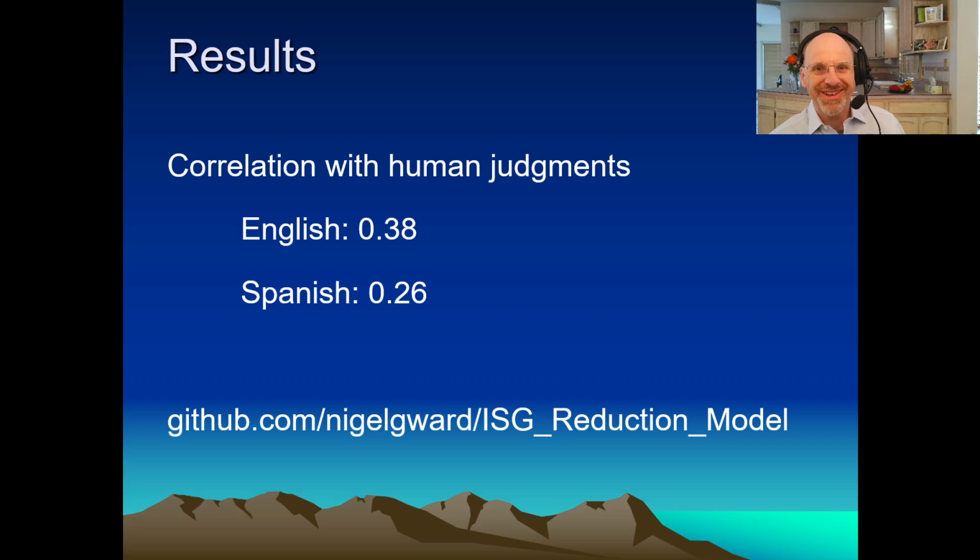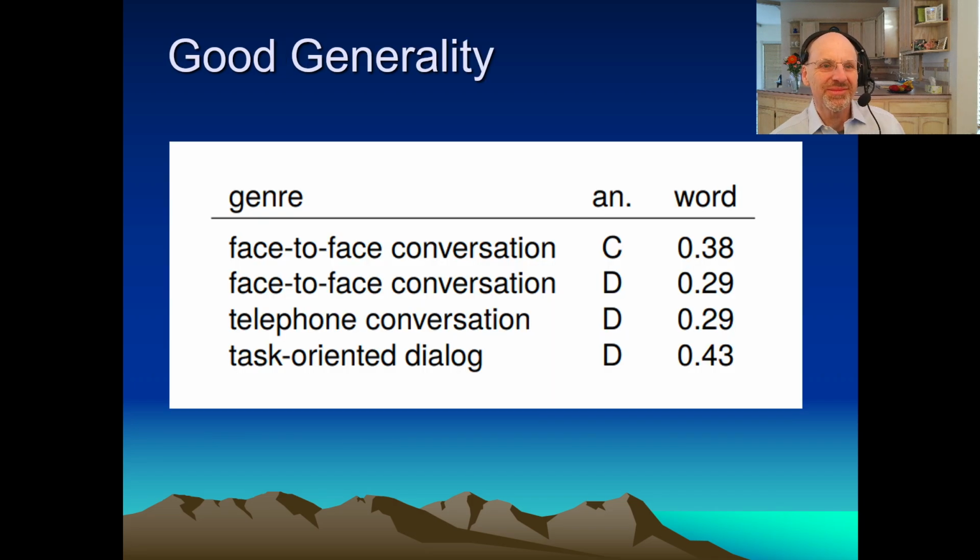So that's the talk. The rest is just details. One detail is that the generality of the tools is pretty good. These are the correlations with human judgments again. It depends on the annotators, it depends on the dialog type, but generally it's around 0.4, 0.3 in that range.